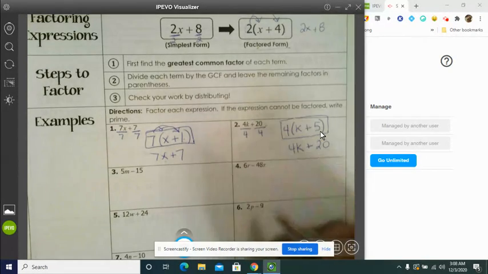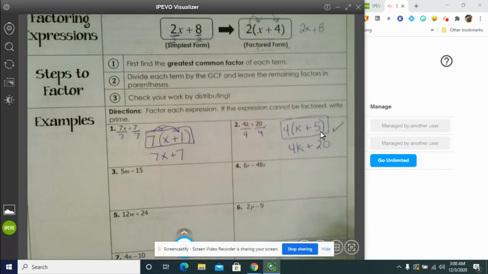And that is what I started out with. So my answer checks. Okay.